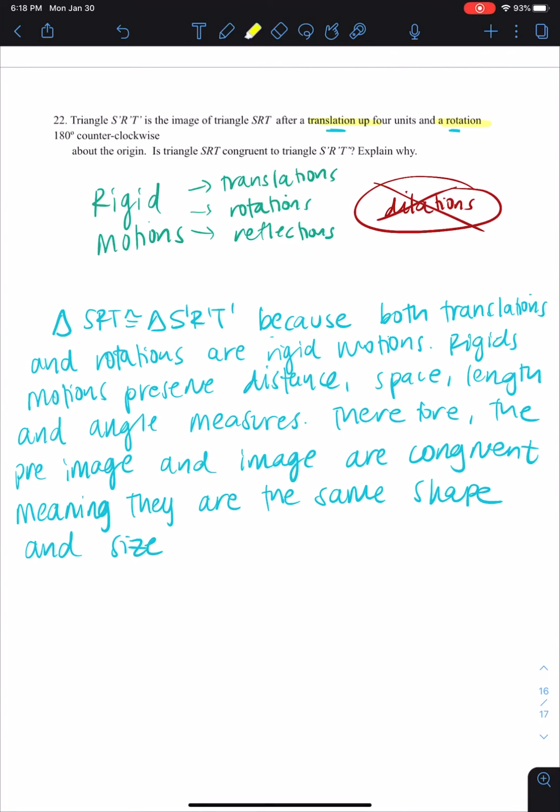Your answer must include this idea of preserving distance and space, and this idea that translations and rotations are rigid motions. These are the most important things to say.